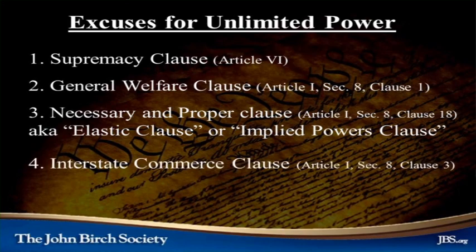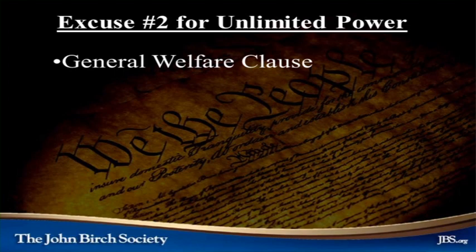Number 4, the Interstate Commerce Clause. This one's had a fair amount of popularity and publicity lately because it's the one that our national health care law is justified by, we're told. This is why they can do this new law. Found in Article 1, Section 8, Clause 3. We'll go into that one as well, and then we'll conclude with treaty law. So let's start with number 2 now, the General Welfare Clause.